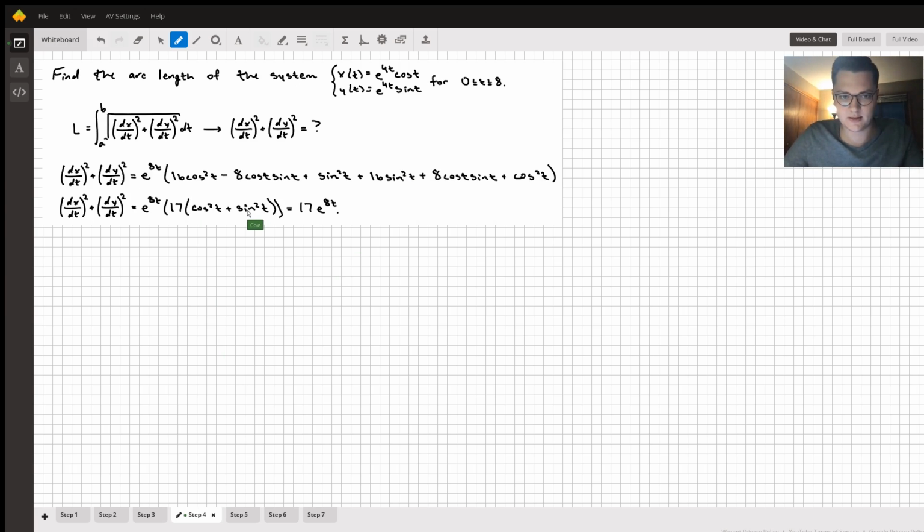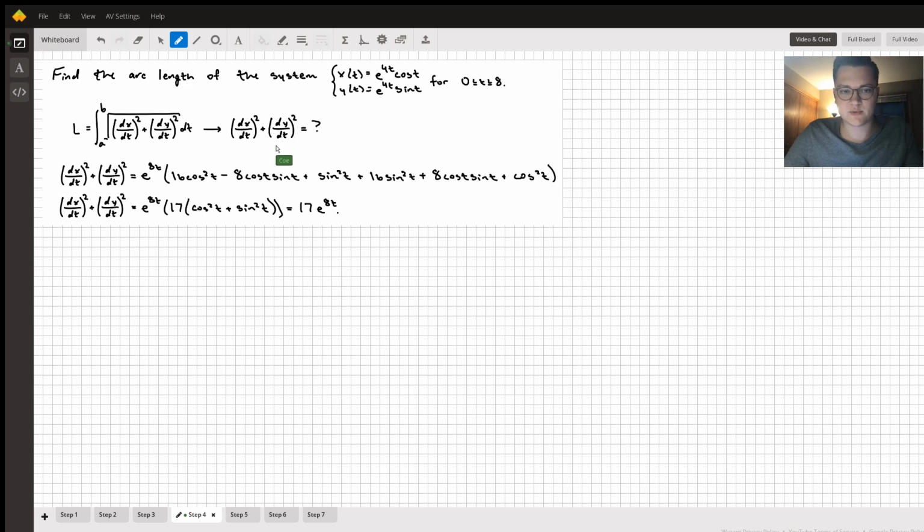Okay, so first we can notice that this minus 8 cosine t sine t term cancels out with this plus 8 cosine t sine t term. And then we can notice that the sine squared t terms combine, and these cosine squared t terms combine to give us this. So we can extract the 17, and this gives us our nice little expression that we know and love as cosine squared t plus sine squared t is equal to 1. So all of this simplifies down to 17 e to the 8t.